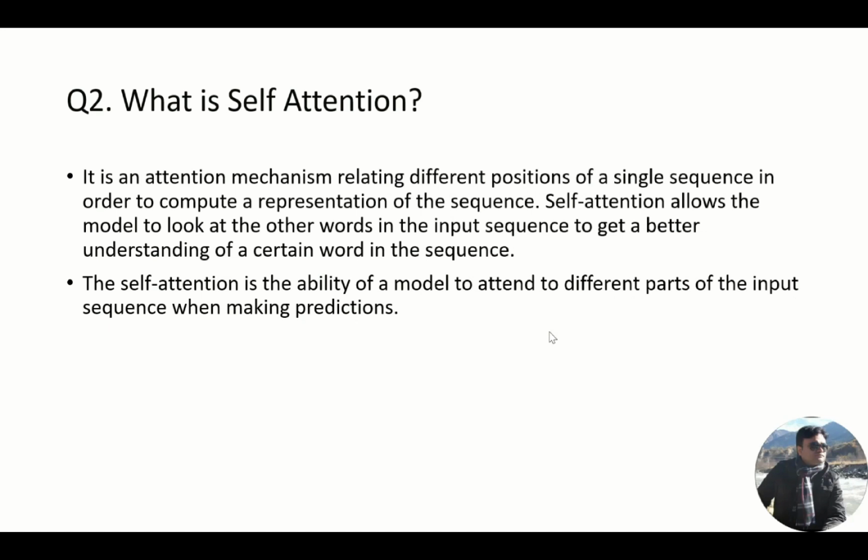As we discussed, about self-attention, it allows the transformer model to attend to different parts of the same input sequence. So guys, here's the difference. Attention allows the transformer model to attend to different parts of another sequence, but self-attention allows the transformer model to attend to different parts of the same input sequence. Both of these mechanisms are used inside transformers.